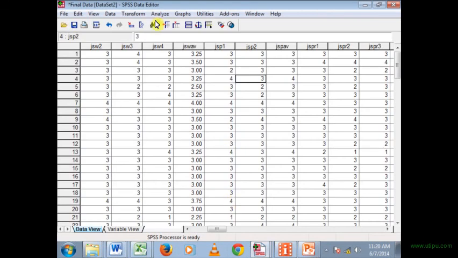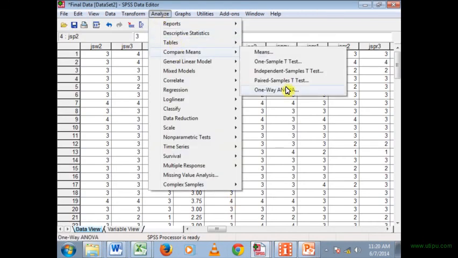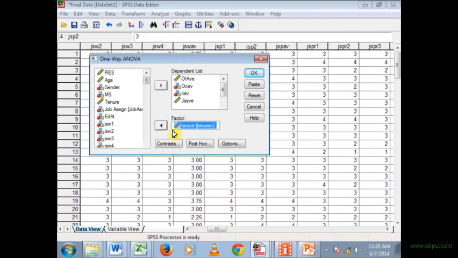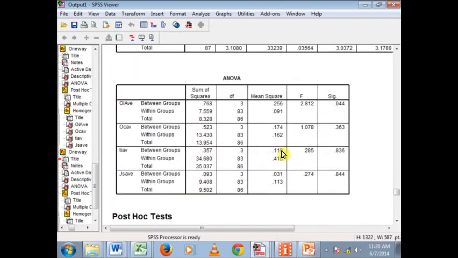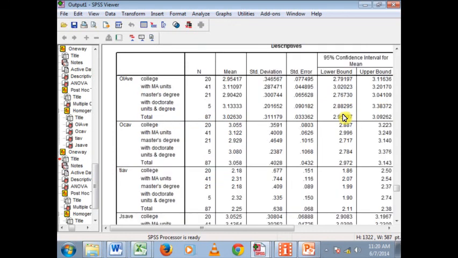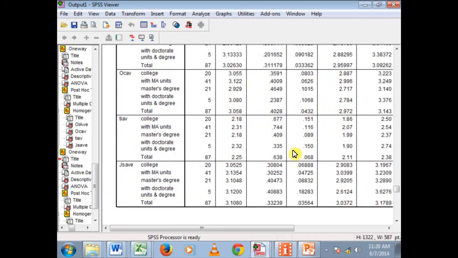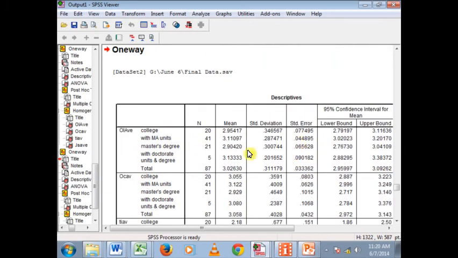What other data do we have? Job assignments. What else? Educational qualification. Okay. Educational qualification. It seems that we only have one. Organizational identity is significant when we compare the groups. And what are the means? Organizational identity. These are the means.